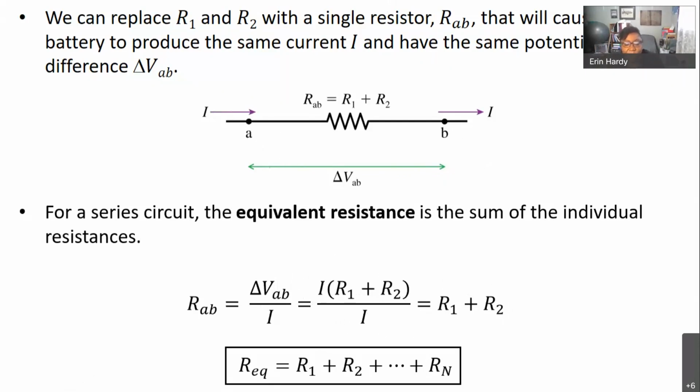And I end up with a rule here that is opposite what we saw for series capacitors in Unit 2. In that case, we saw that capacitors in series added together as the reciprocal, or the sum of their reciprocals. Here, if you have resistors in series, they add together directly. So if R1 is 1 ohm and R2 is 2 ohms, RAB would be 3 ohms.